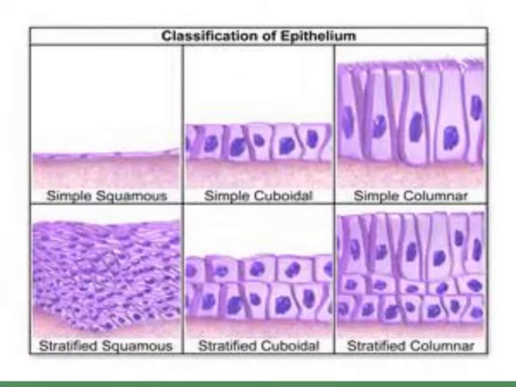Epithelial tissue is classified in 2 ways. The first way deals with the shape of the cells. We can have flat-shaped cells, which are called squamous. We can have cube-shaped cells, which are cuboidal. And we can have very long column-shaped cells, known as columnar.